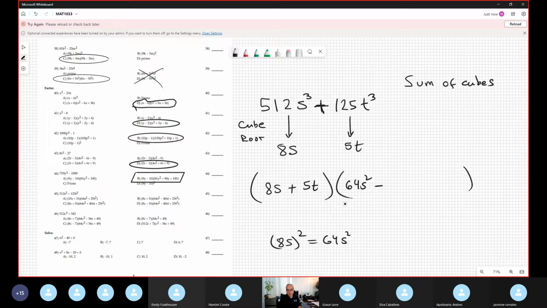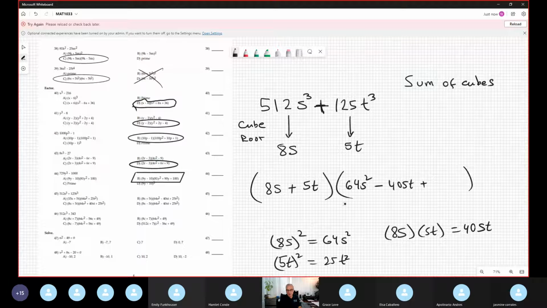Remember the formula is minus here. Multiplication of both. Both is 40. Where does 40 come from? Multiplication AS times 5t. And 40 ST. Plus square the second, which is 5t squared, is 25t squared. Done.